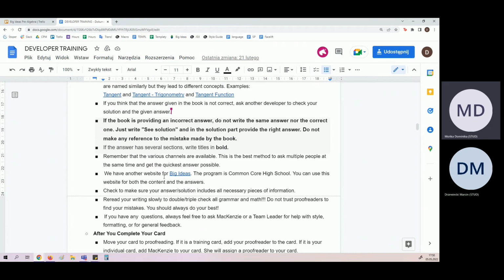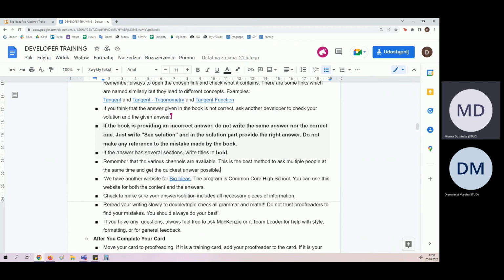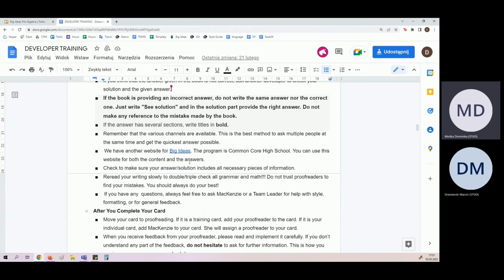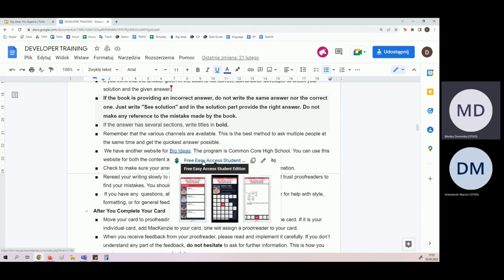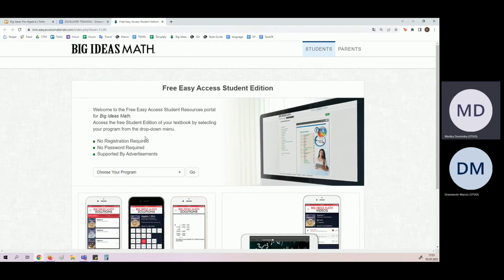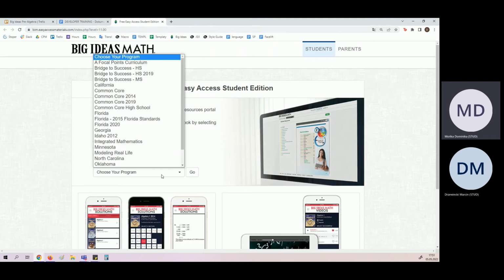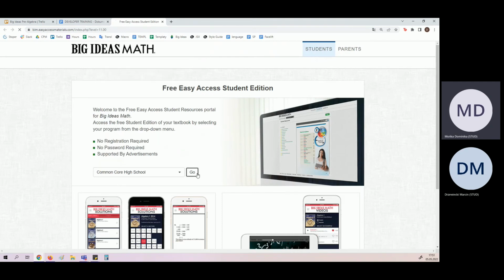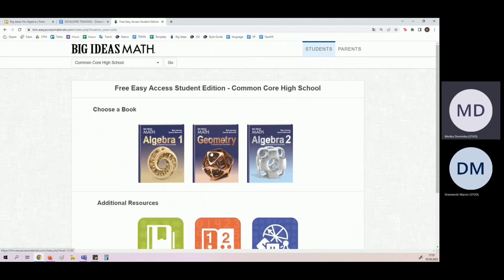The other thing is that we have our scans in the Google Drive, but we need to remember that there is another website for Big Ideas. A lot of people who do not usually work in Big Ideas forget about it. It's called Big Ideas Math, Easy Accessible Materials, and we just need to choose our program. And right now, Common Core High School is for Algebra 1 and 2. I will show you. This is Algebra 1 and 2, Geometry.